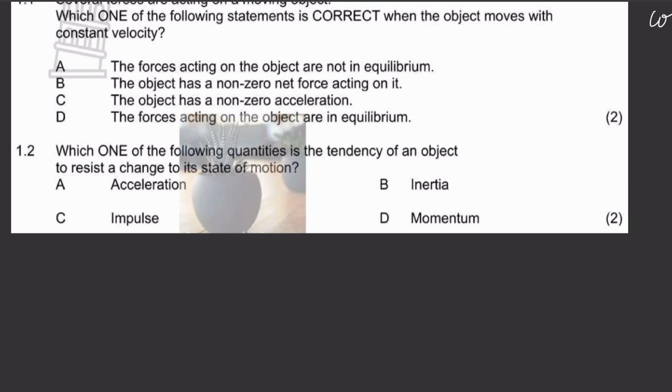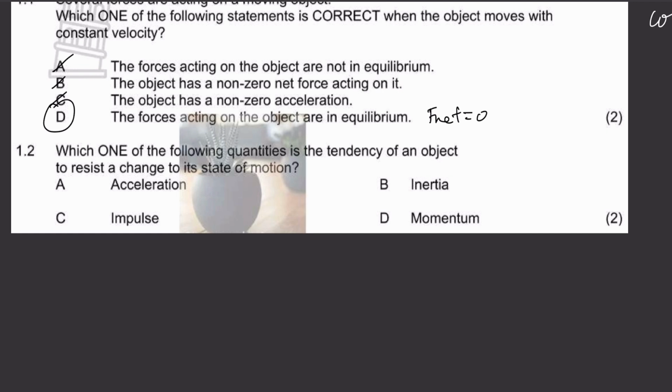Option A, the forces acting on the object are not in equilibrium. Nope. The object has a non-zero net force acting on it. Nope. The object has a non-zero acceleration. That's out. The forces acting on the object are in equilibrium. That's the answer. You could think of that as the horizontal forces being equal, the vertical forces being equal. You could think of that also as the F net being 0. So that's another way of thinking of it.